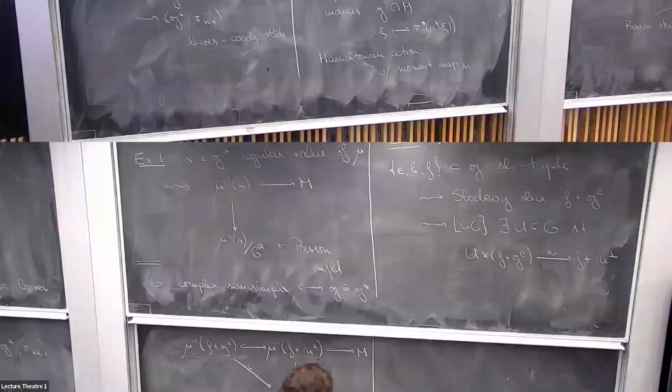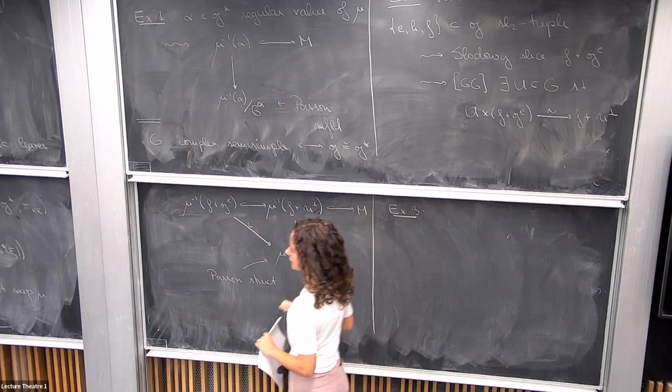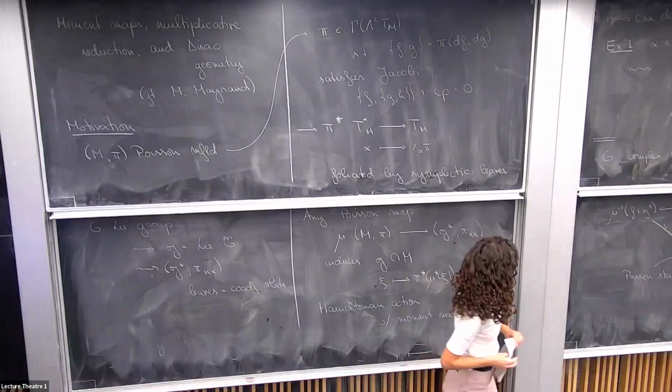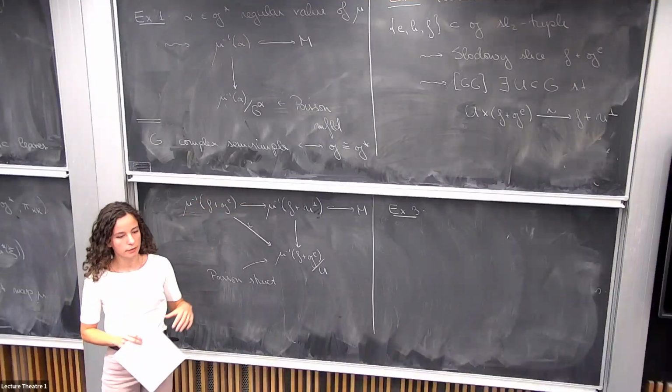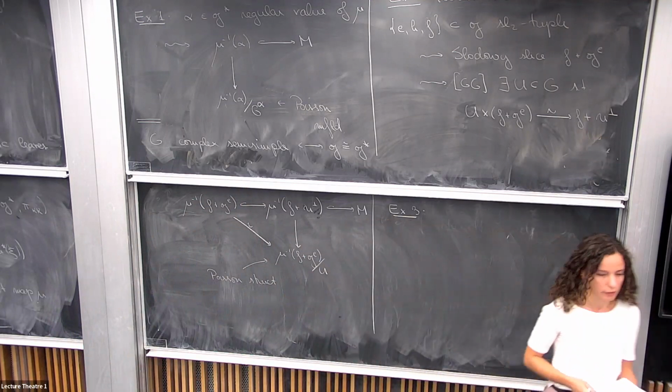So this was example 2, which, like I said, can be kind of cooked up out of example 1 by reducing with respect to the action of the subgroup U. So this is actually just a variant of normal Hamiltonian reduction.